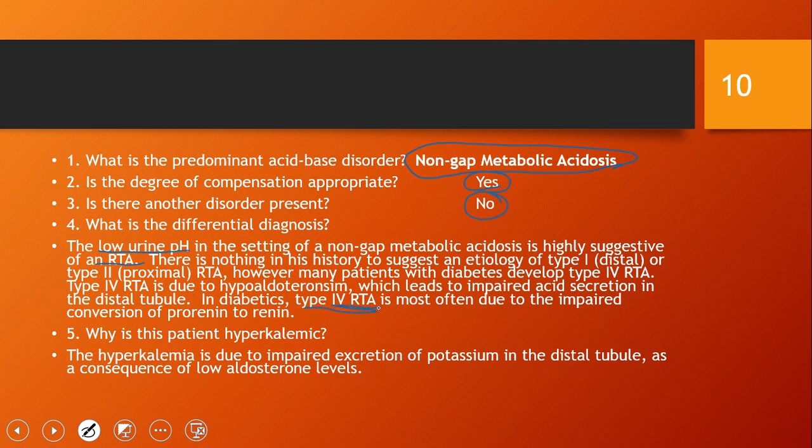So what do we think he has? It says there's nothing in history suggesting etiology of type 1, so you don't think he has type 1 or type 2. However, patients with diabetes develop type 4. Type 4 renal tubular acidosis is due to hypoaldosteronism, which leads to impaired secretion in the distal tubule. So it looks like this guy actually had aldosterone issues, which I think was the A in CARD, Addison's. So that was probably related to that.